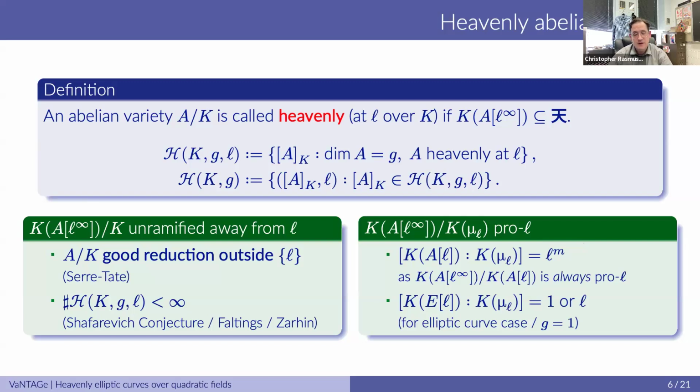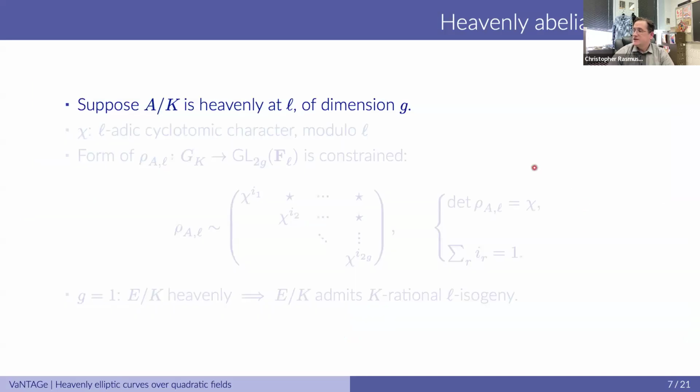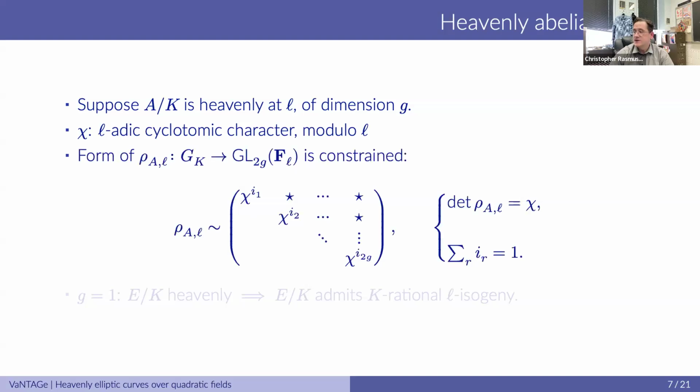So what else can we say? Let's talk about the structure we can elicit from knowing an abelian variety is heavenly. So let's take an abelian variety and suppose that it truly is heavenly at L. And I'll let chi denote the L-adic cyclotomic character of this abelian variety. Then it turns out the representation for the L torsion on such an abelian variety is highly constrained.